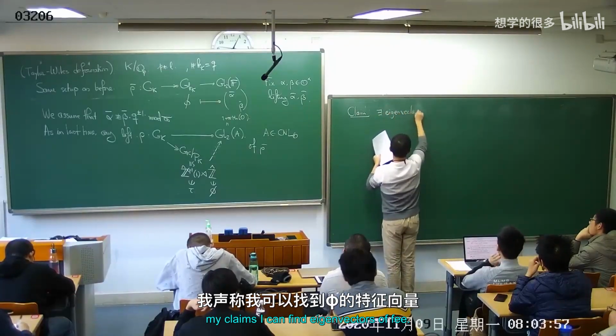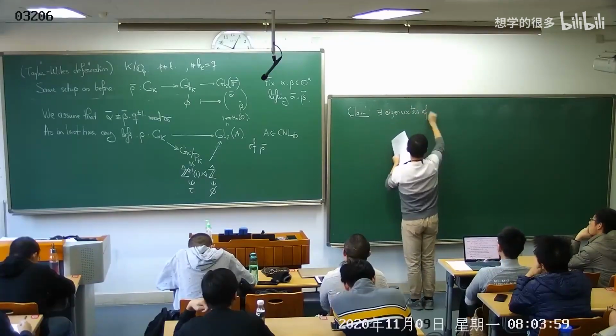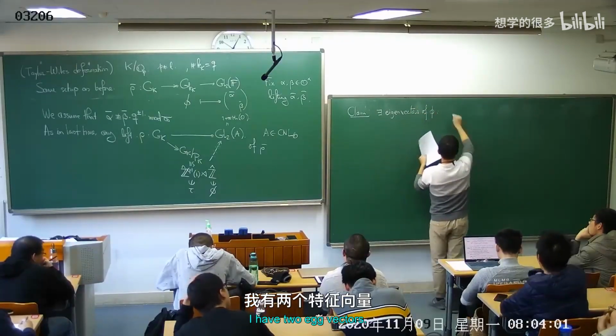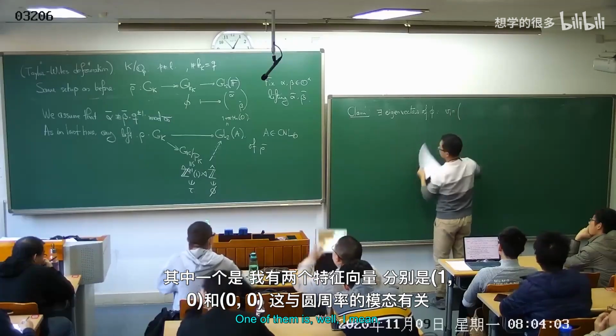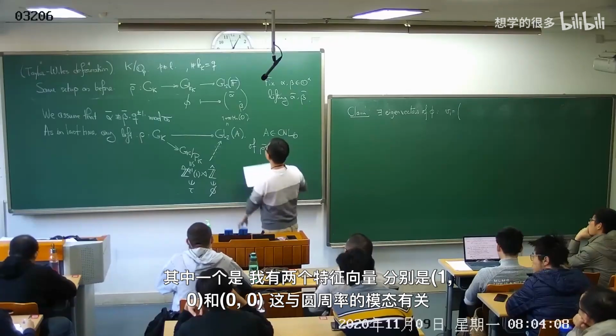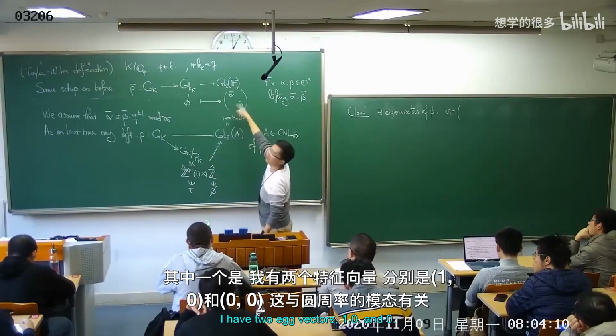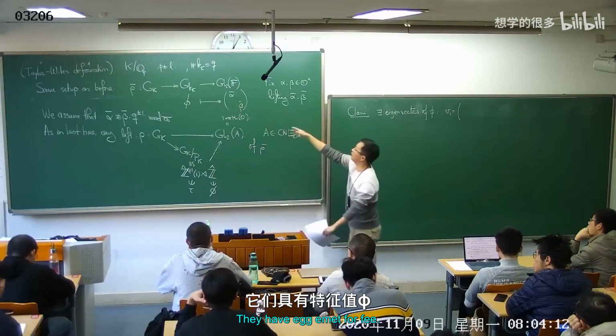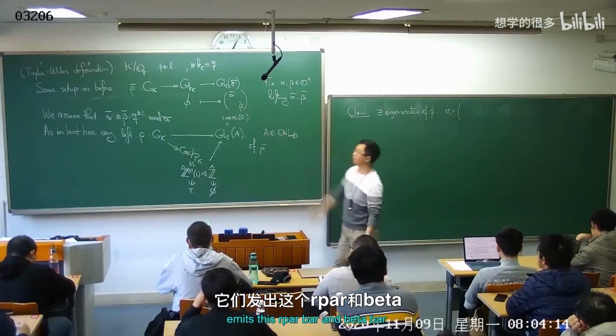of phi. I have two eigenvectors. Maybe before that, modulo pi, I have two eigenvectors, (1, 0) and (0, 1), right? They are eigenvectors for phi, and they have eigenvalues alpha bar and beta bar.